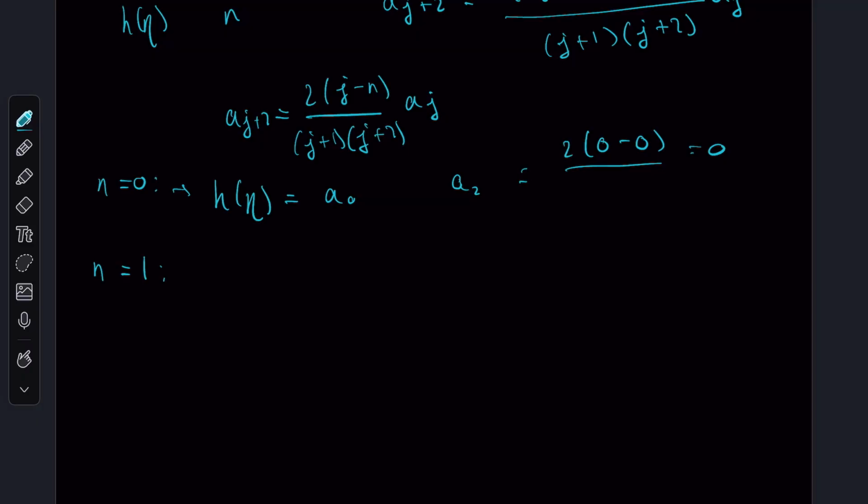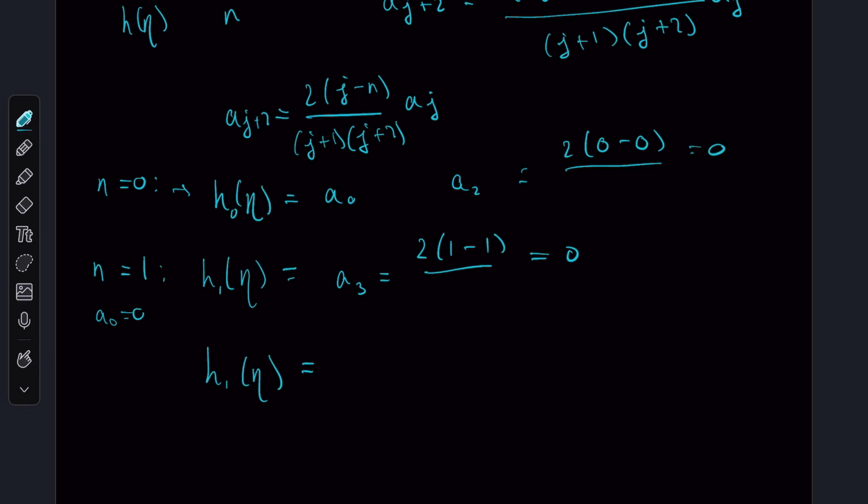And so now let's look at the first excited state, and I'm going to start labeling these with some subscripts. So we're going to set a sub 0 equal to 0 because we're working with the odd coefficients. And then we want to get a sub 3 in terms of a sub 1. So a sub 3 is going to be 2 times, if we plug in 1 for j, 1 minus the energy level, which is 1, and of course this numerator vanishes too. So we have, for our second polynomial, just the first coefficient and the first power of eta.